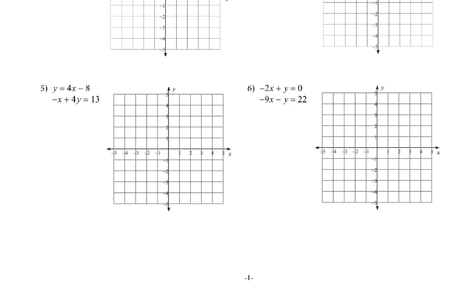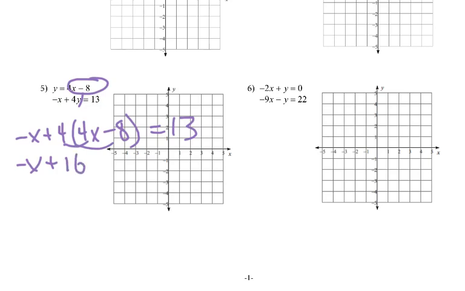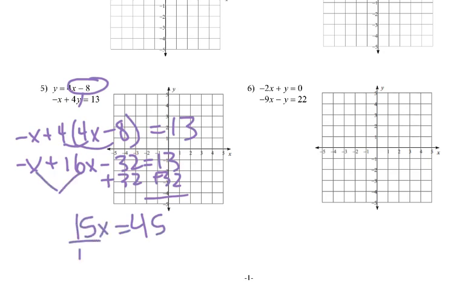So this one is set up to work well with substitution, because that whole thing is equal to y. So I'd plug in that whole piece for y. And again, I'm showing you multiple ways, but you can always decide which way you want to do it. Okay, it's up to you. So using substitution, we come up with this. So then I would distribute, get 16x minus 32 equals 13. Add 32 to both sides, give us 45 is equal to negative x and 16x, be a positive 15x, divided by 15, and x would equal 3.